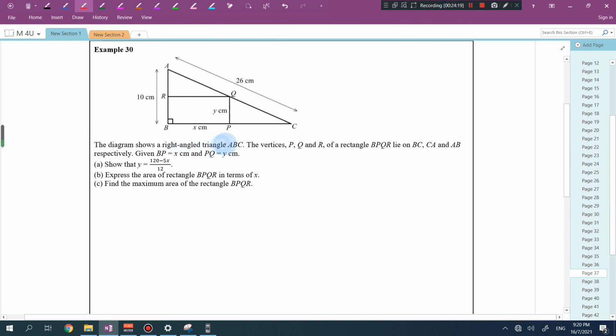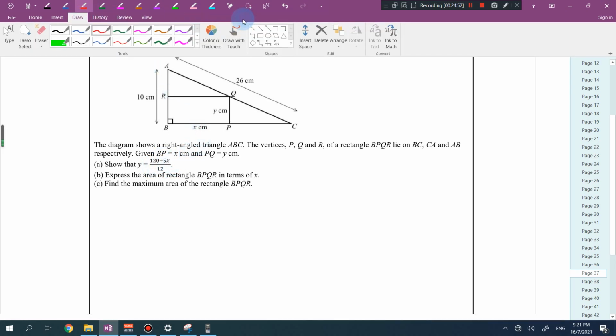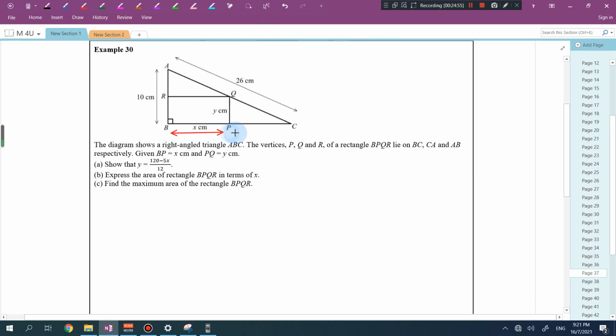The diagram shows right angle triangle ABC. The vertices P, Q, R of a rectangle BPQR lie on BC here, and then CA, and also AB. Given BP is equal to x and PQ is equal to y, we want to show that y is equal to this. So here we want to express y in terms of x.